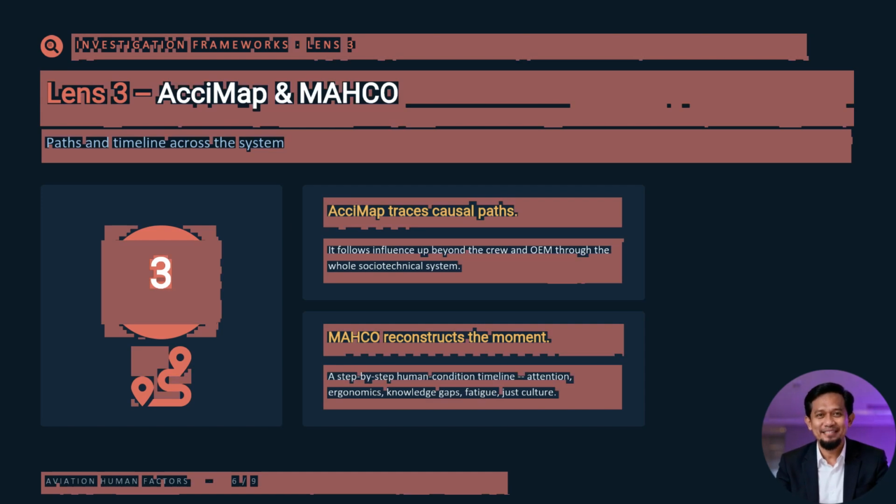MAHCO does the opposite. It descends into the moment, reconstructing a step-by-step timeline of the human condition in the cockpit: attention allocation, ergonomics of the side stick and its lack of cross-cockpit feedback, knowledge gaps, fatigue, and the just culture context around reporting. One framework gives you the map, the other gives you the minute. Neither can produce what the other does.